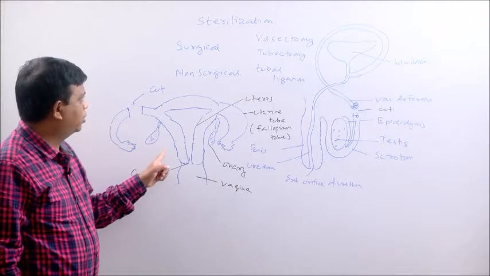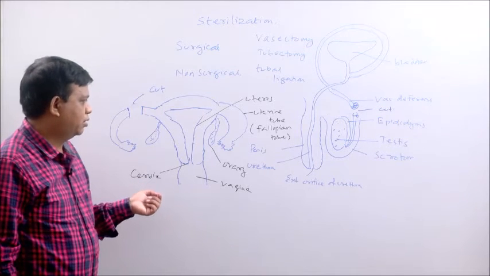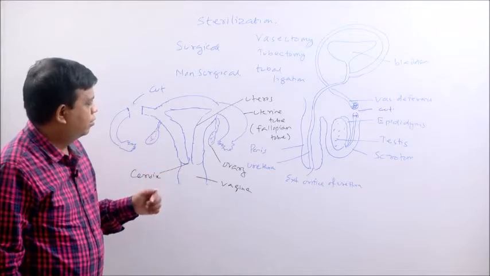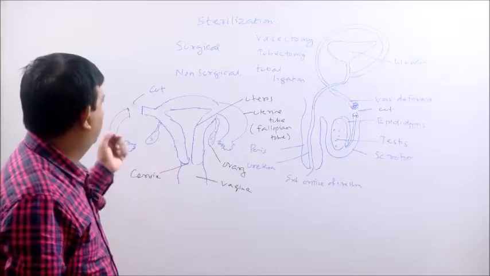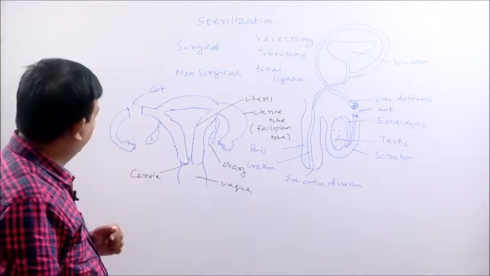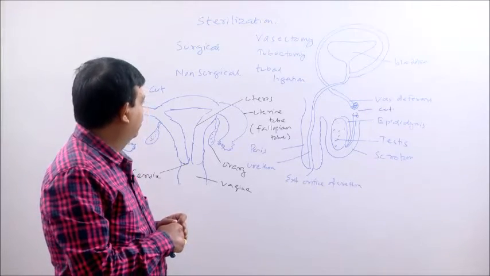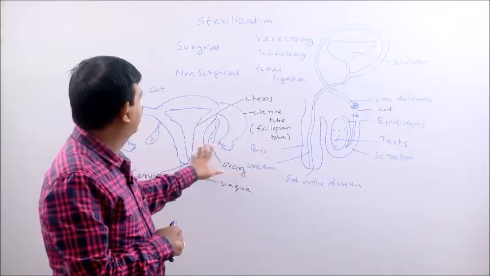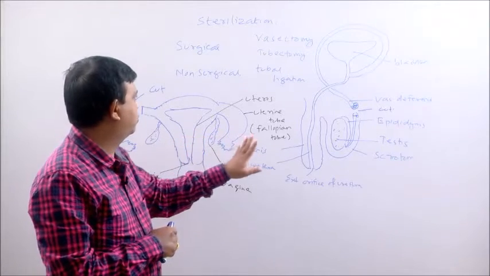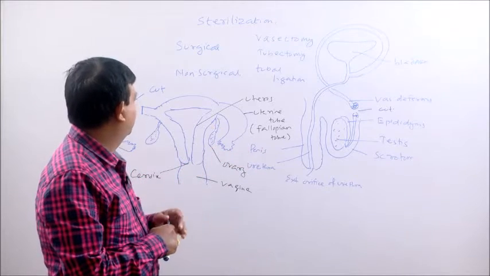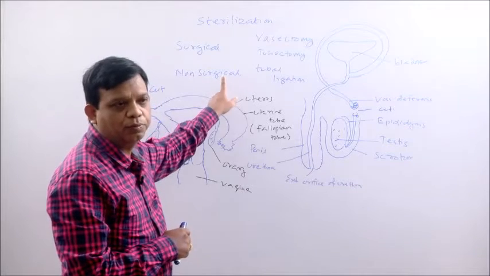In females also this sterilization process is reversible, but the chances of getting back fertility is even lower than that of the vasectomy. So these are the two surgical sterilization processes used in case of male and female. Then there is also non-surgical sterilization process available.